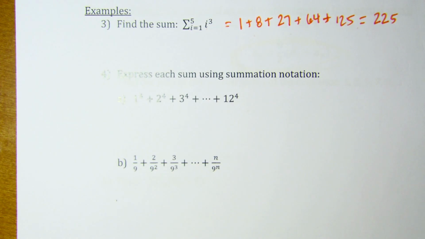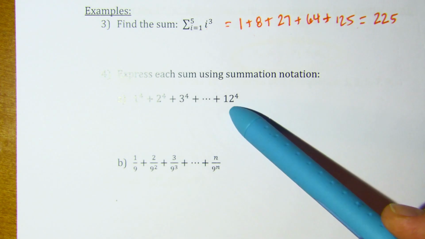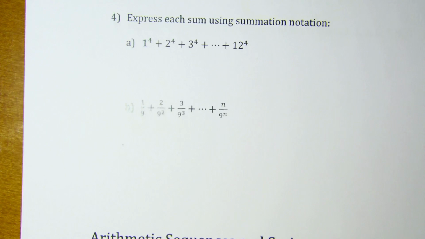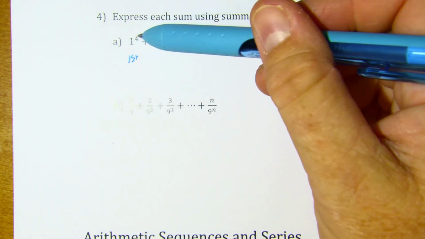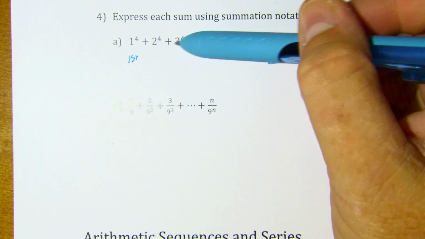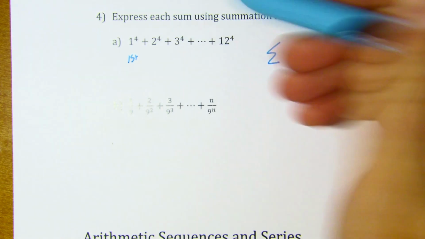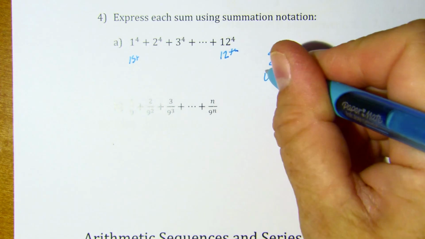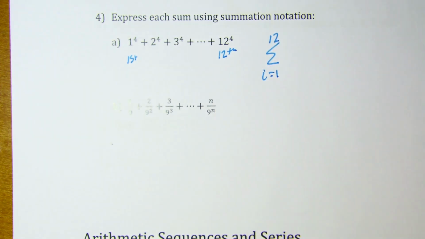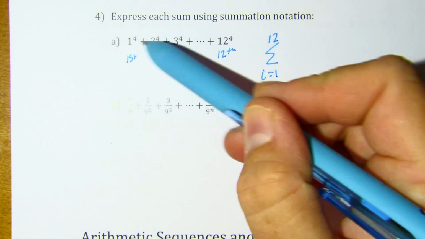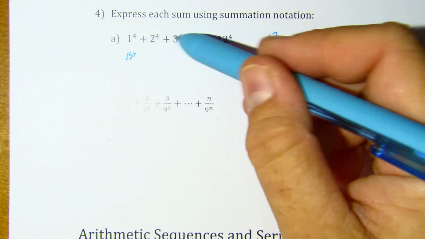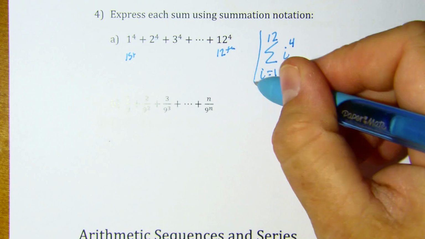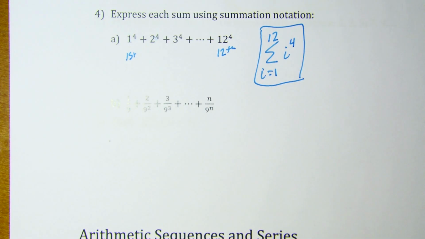Now this next example here is going the opposite direction. It's given us a pattern and it wants us to write this in summation notation. So we know we're going to have this symbol. We have 1 to the 4th power, 2 to the 4th power, 3 to the 4th power, and by that pattern, 4 to the 4th, 5 to the 4th, 6, up to the 12th term. So i equals 1 all the way to 12. And then in the equation, the thing that's changing is the base. So we have i, whatever our base is, to the 4th power. So that would be writing it in summation notation.